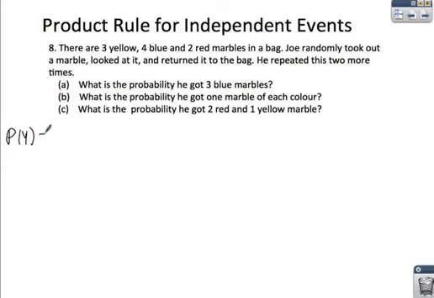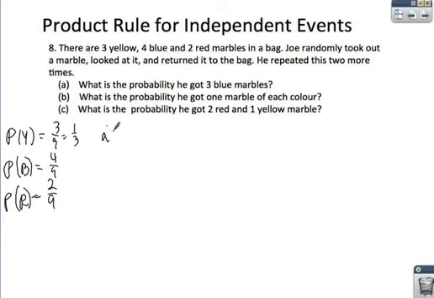We'll identify the different probabilities. The probability of getting a yellow is 3 out of 9. The probability of getting a blue is 4 out of 9. And the probability of getting a red is 2 out of 9. And again, it's important to note here too that these are all the possible things that can happen in the question, and all of their probabilities must add up to 1. Within a problem, all the probabilities must add up to 1.